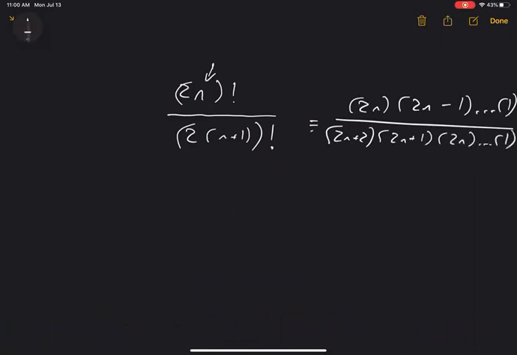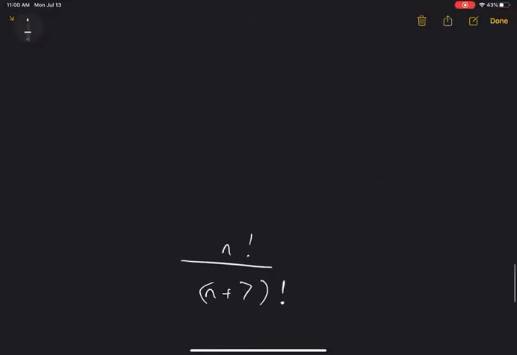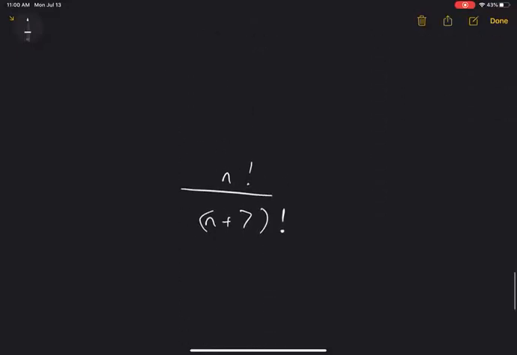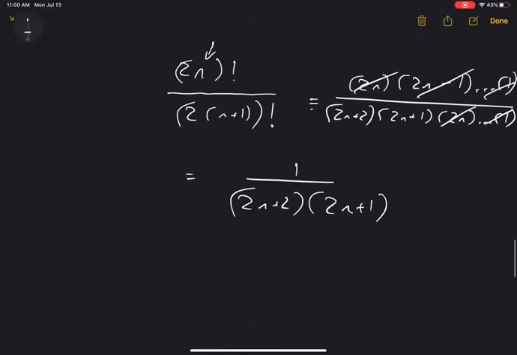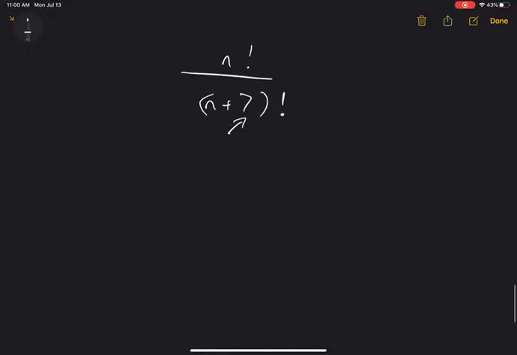So what's getting canceled? This cancels with this, and so on. And what am I left with? I'm left with 1 over 2n plus 2 times 2n plus 1. So that's my simplification there. That's something to keep an eye on, the parentheses in your factorial. And then for the next one, we're adding something to the factorial in the parentheses.